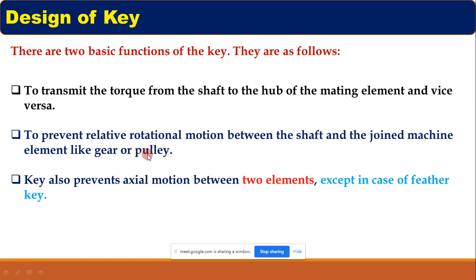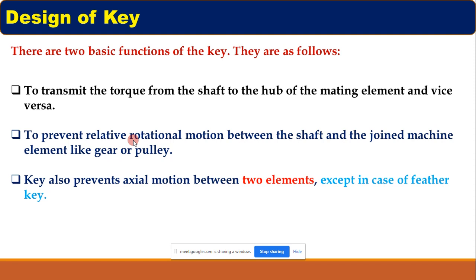Second function is to prevent the relative rotational motion between the shaft and the joined machine element like gear or pulley. Now the basic point is, what is relative motion? Here I have said it prevents the relative motion, but what is relative rotational motion? Now just imagine that there is one shaft and one gear mounted on that shaft. Assume that keyway is not used, or key is not used in this application.